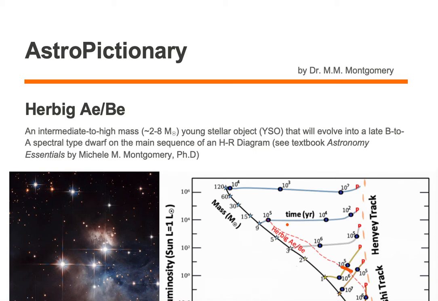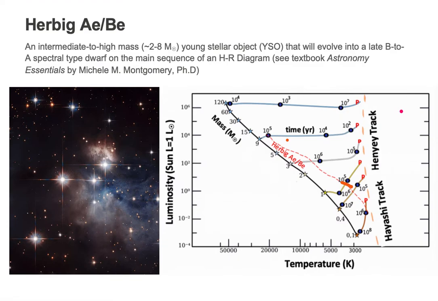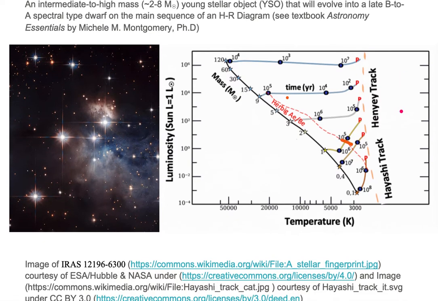A Herbig Ae/Be is an intermediate to high mass, which is around 2 to 8 solar masses, young stellar object, otherwise known as a YSO, that will evolve into a late B to A spectral type dwarf on the main sequence of an HR diagram. Let's look at an example of a Herbig Ae/Be object and where it fits on an HR diagram.